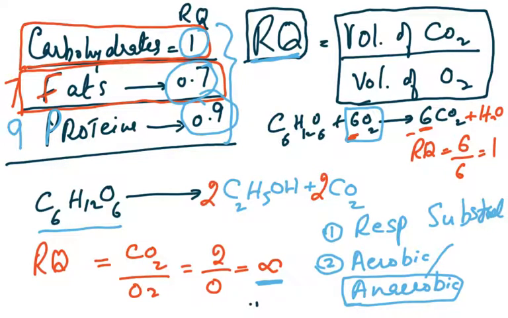The RQ is the respiratory quotient. It is the volume of CO2 over volume of O2. The equation you must know, and these standard figures which I have given you: for carbohydrate 1, fats 0.7 and proteins 0.9.